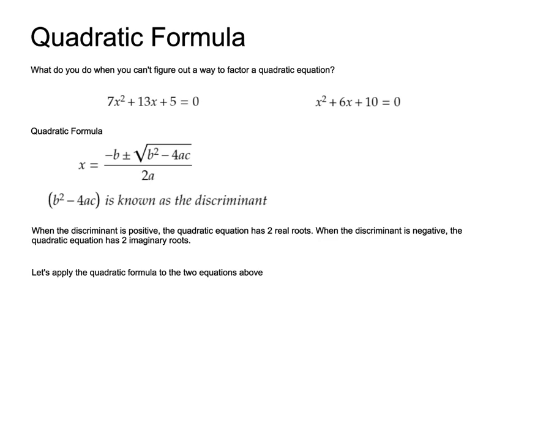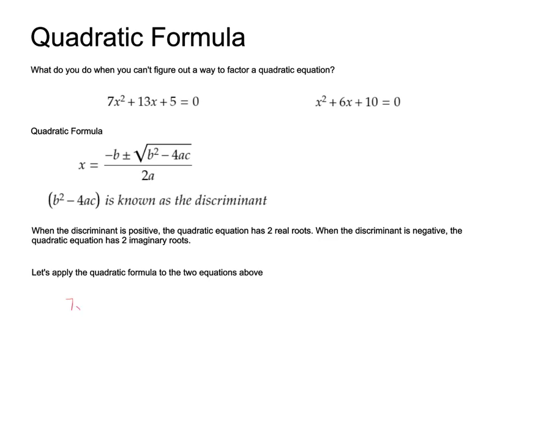The term b squared minus 4ac in the quadratic formula is known as the discriminant. Why is that important? Well, when the discriminant is positive, the quadratic equation has two real roots. When the discriminant is negative, the quadratic equation has two imaginary roots. Let's apply the quadratic formula to the two equations we have above.